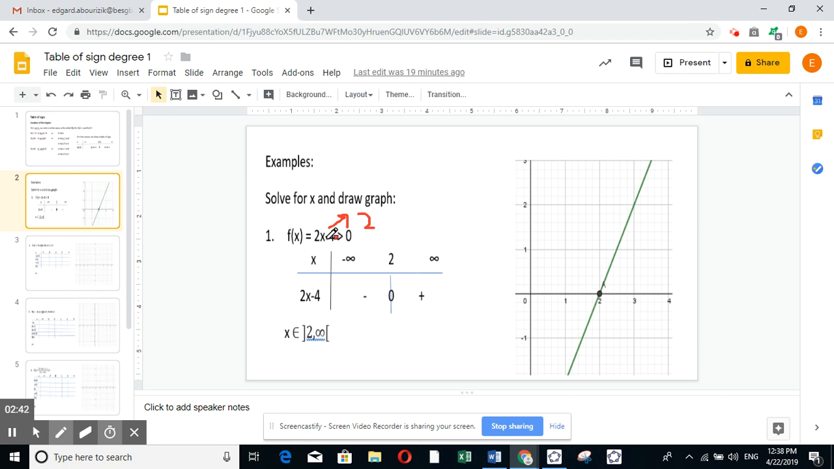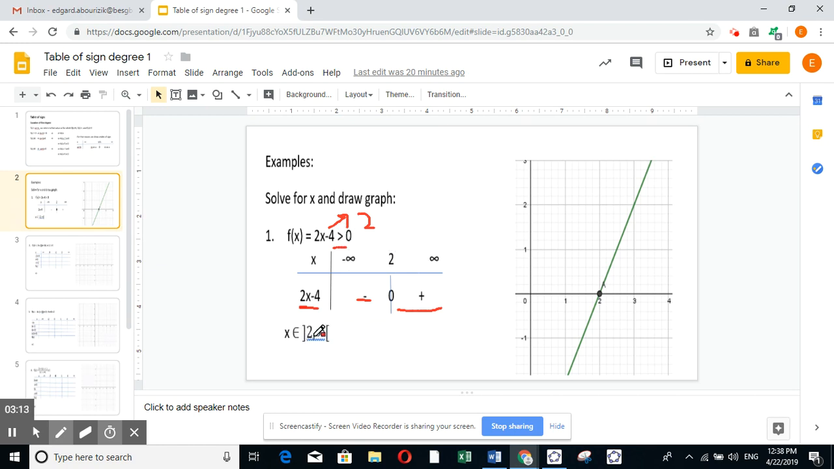Then I write the function, which is 2x minus 4. The root here is 2. F of x is 0 if x is 2. You look at the coefficient of x here, which is 2, positive. So opposite sign, same sign: minus, then plus. What I want is positive, so it must be here, from 2 till infinity, because I want it bigger and I don't have equal.